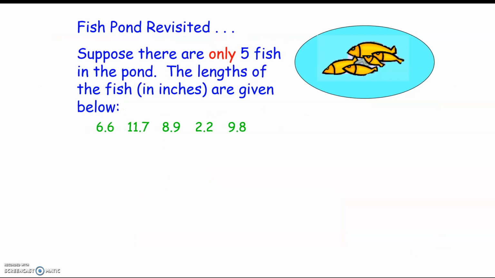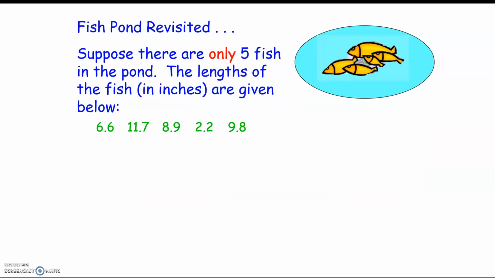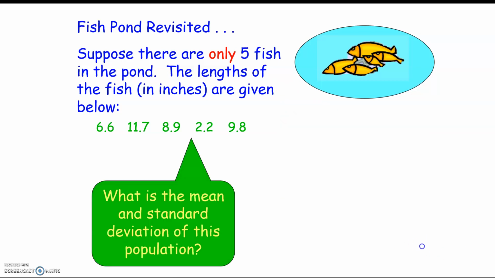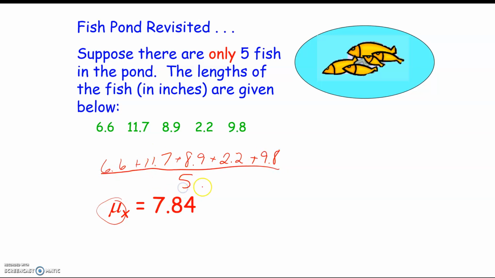So if we looked at only 5 fish, kind of bring it down a little bit smaller, we'll keep these small so that we can find all the possible sample means, because we cannot possibly do 1,140 different ones. What is the mean and standard deviation of this population? So if I look at here, again, this means that it's the population. So if I find the mean, I would take 6.6 plus 11.7 plus 8.9 plus 2.2 plus 9.8, and I would divide that by 5. And that's how I would get this 7.84.